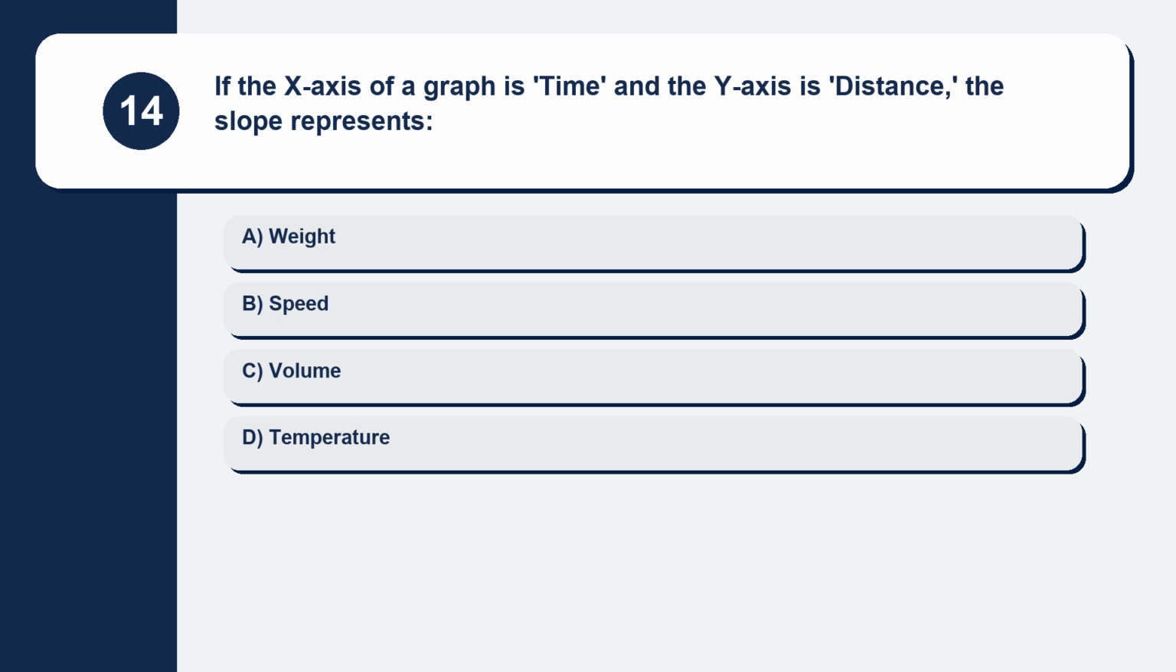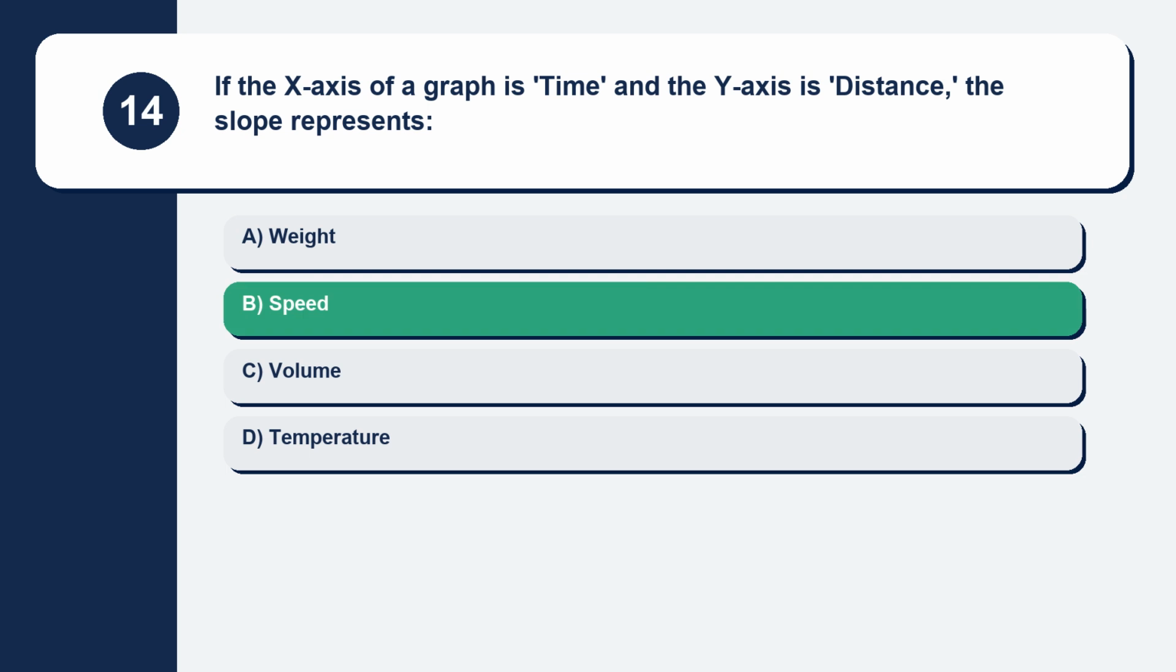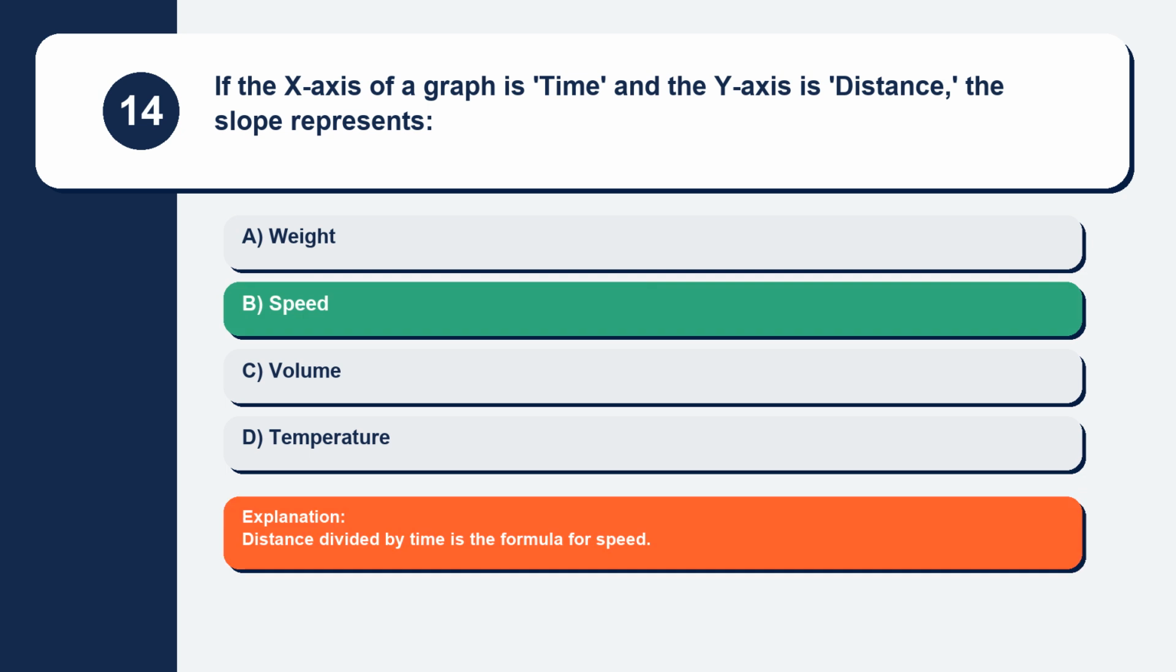Question 14. If the x-axis of a graph is time and the y-axis is distance, the slope represents weight, speed, volume, temperature. Distance divided by time is the formula for speed.